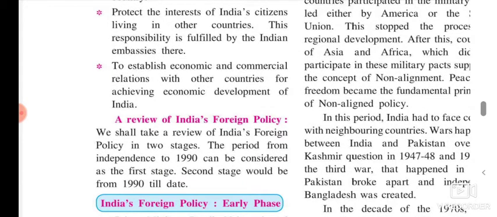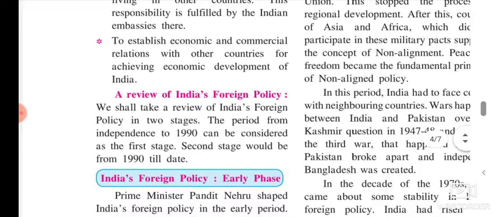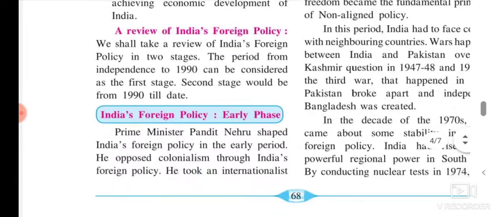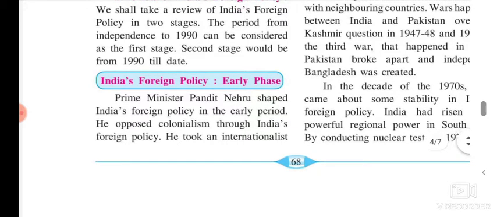A review of India's foreign policy. We shall take a review of India's foreign policy in two stages. The period from independence to 1990 can be considered the first stage. The second stage would be from 1990 till date. India's foreign policy, early phase.